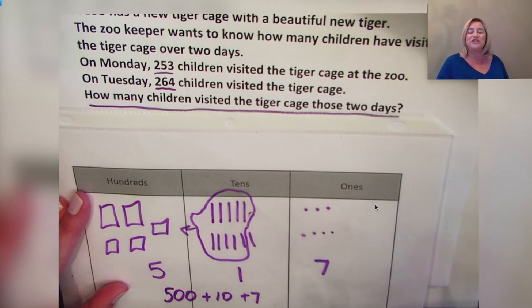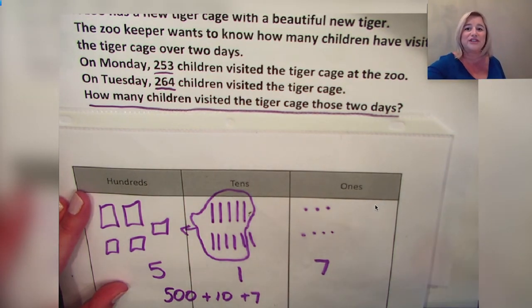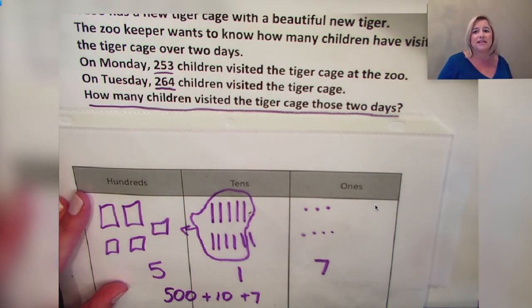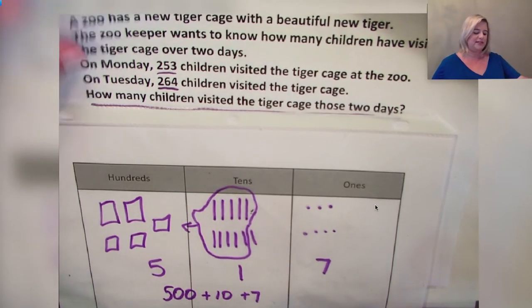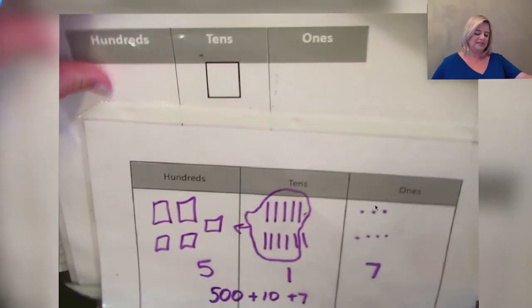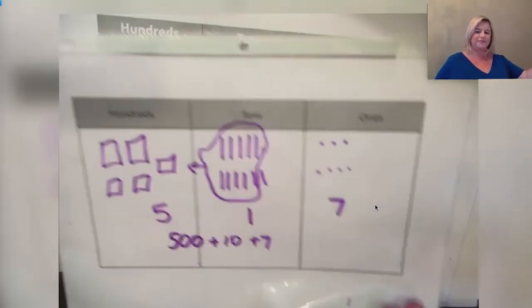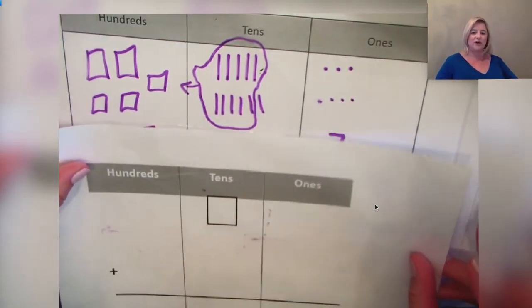We have 517 children visited the tiger over the 2 days. Now, similar to our previous lesson, we can show the regrouping in our problem below. So I'm going to show you the template. This is how we are going to set it up. It's going to match our model.